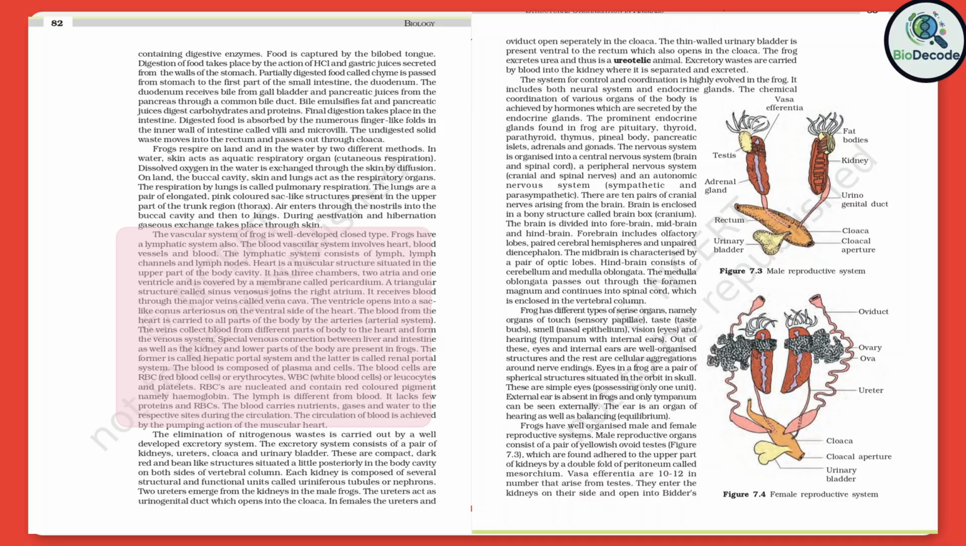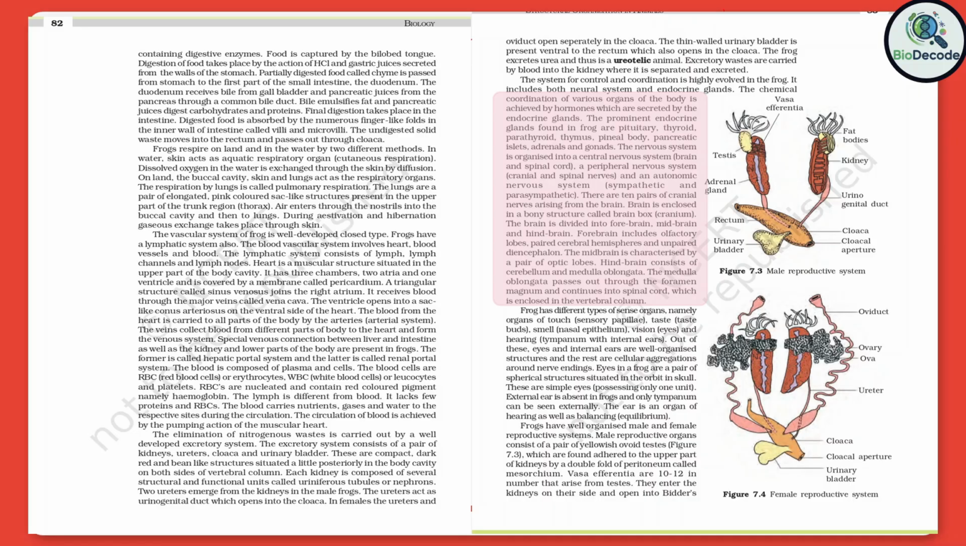The system for control and coordination is highly evolved in the frog. It includes both the neural system and endocrine glands. Chemical coordination of various organs of the body is achieved by hormones, which are secreted by the endocrine glands.